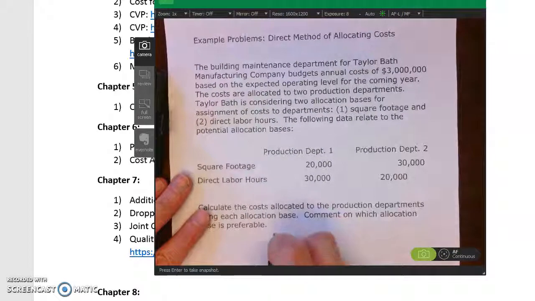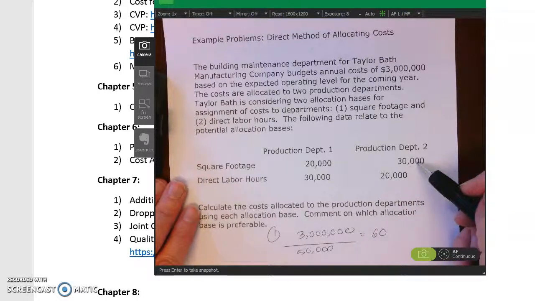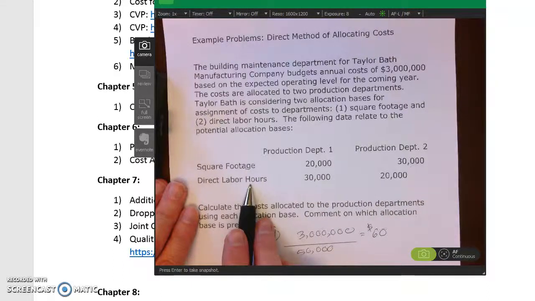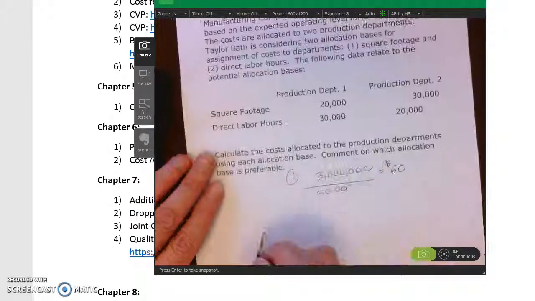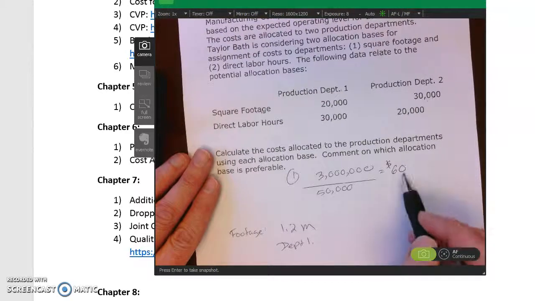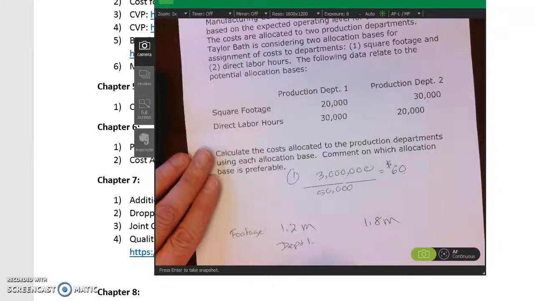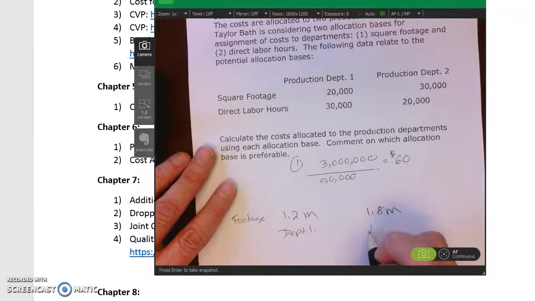So the first thing that we do is always do the rate. We take our $3 million divided by our 50,000, which equals our 60. In the case of square footage, it's $60 per square foot. In the case of labor hours, it's $60 per labor hour. So then we can come over here and say footage. Department 1 gets $1.2 million, and the way I got that is I took the 60 times the 20,000. And then Department 2 gets 1.8 million. I'm just writing M for million because I'm being lazy.